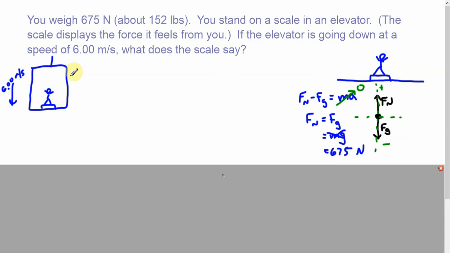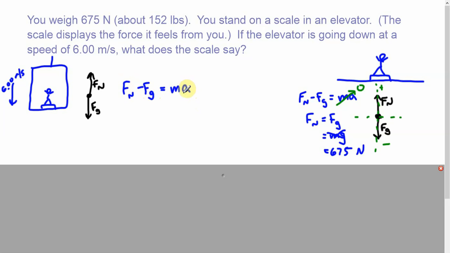Okay, so now what is different in an elevator? Let's think about it. Free body diagram. Gravity is still down, and we're still standing on the scale, so that's our support, and there's a normal force pushing on us. And again, we have Fn minus Fg equals m times a.